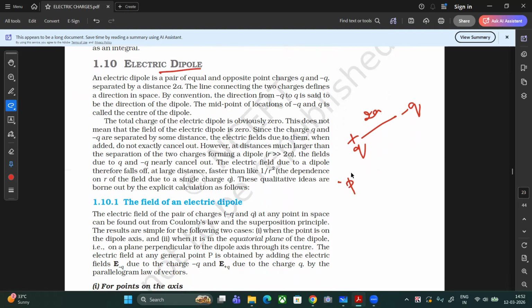Dipole moment. Dipole moment can be created in the dipole. It starts from negative and ends at positive. It's a vector quantity. Its formula is Q into 2A. That means Q is in coulomb and 2A is distance, that is meter. So coulomb-meter is the unit of dipole moment. Okay, this is a very important vector quantity.